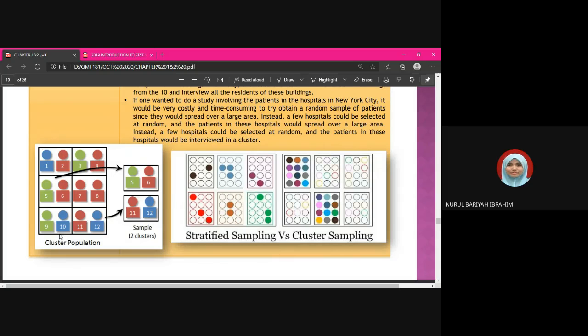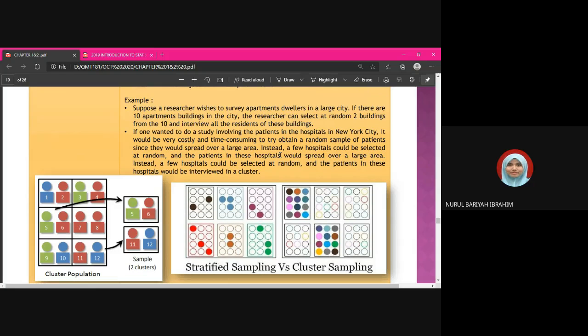And from these 6 clusters, we only select 2 clusters, and all the members in these 2 clusters will be the sample. Okay, sebelum ni kita select sample. Kalau strata, kalau cluster kita select cluster. And semua subjek dalam selected clusters will be the sample. Itu bezanya. Okay, we look at the example.